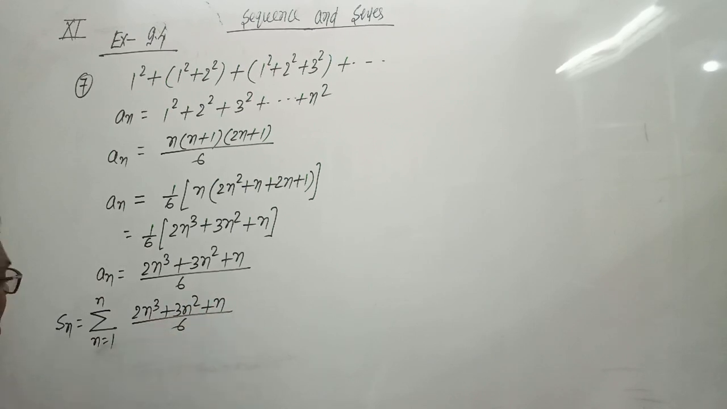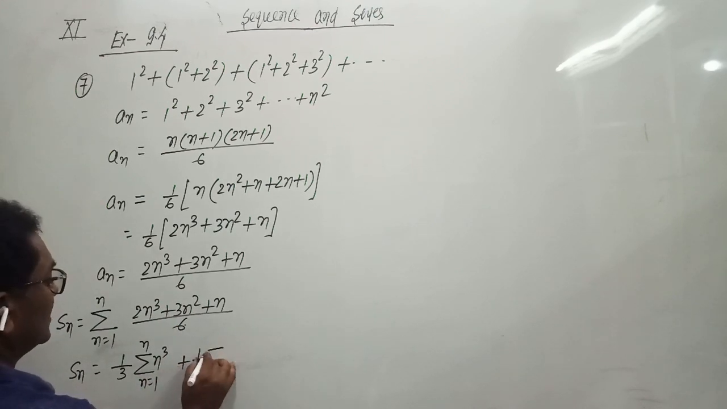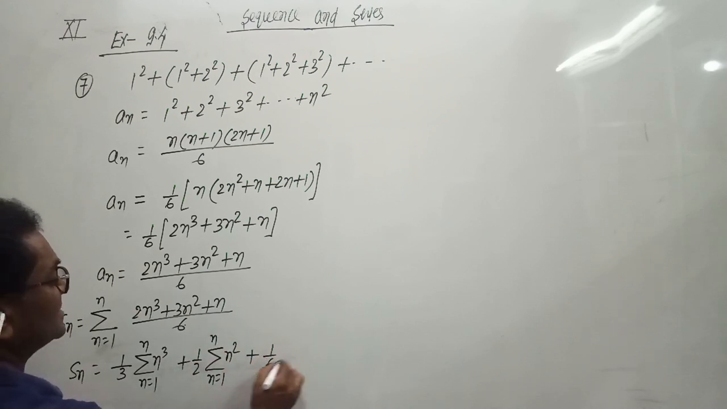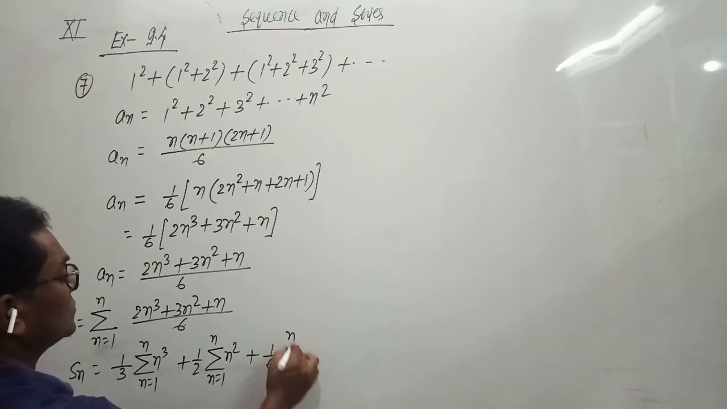Then we separate the terms. Sn equals to 2 by 6, meaning 1 by 3 sigma n cube, n equals 1 to n. This is 3 by 6, meaning 1 by 2 sigma n square, n equals 1 to n, plus 1 by 6 sigma n, n equals 1 to n.